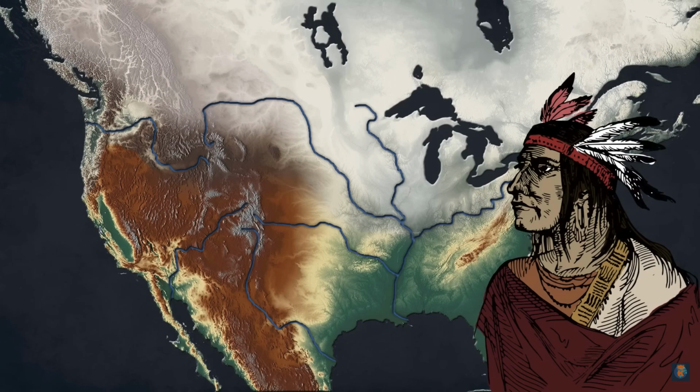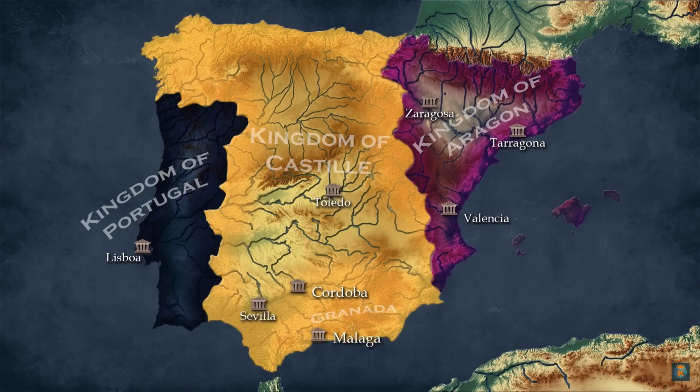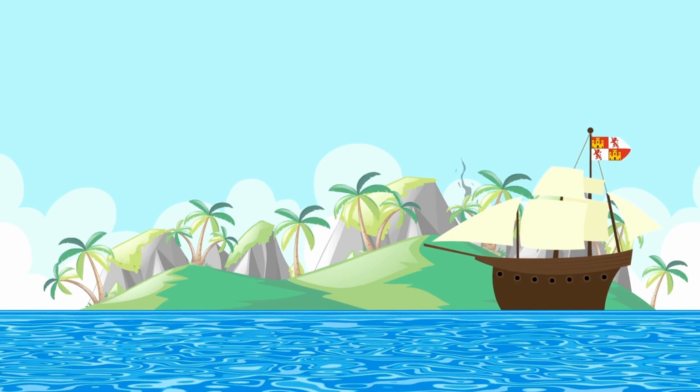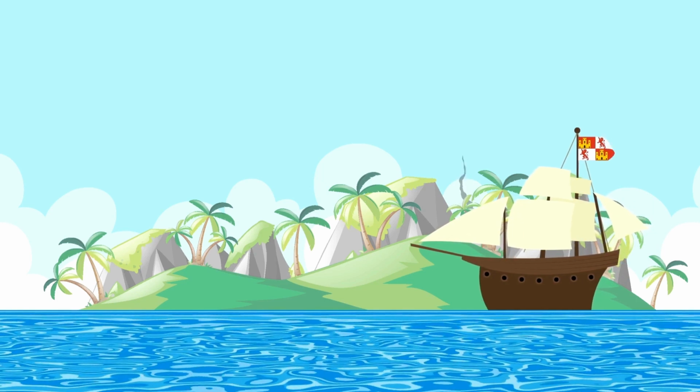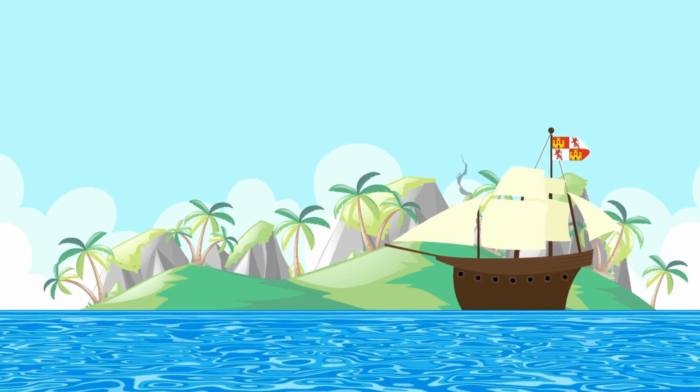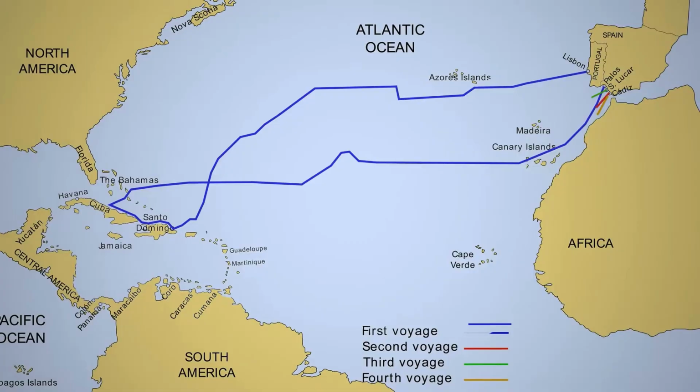European exploration and colonization began in the late 15th century with Christopher Columbus' arrival in the Caribbean in 1492. Subsequent explorers, including John Cabot and Juan Ponce de Leon, claimed territory in North America for Spain, England, France, and the Netherlands.